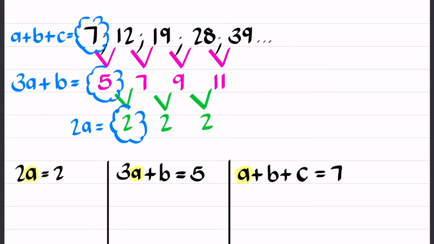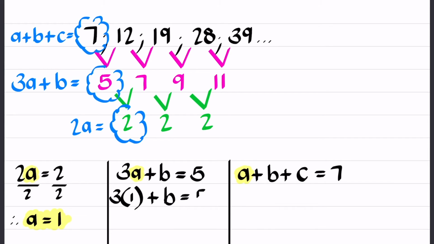Alright, so if I have 2a equal to 2, I'm going to divide both sides by 2 to isolate the a. 2a divided by 2 is a, equal to 2 divided by 2, which is 1. Now I'm going to take a equals 1 and put it into my next equation. So I have 3 times 1 plus b equal to 5. So 3 times 1 is 3 plus b equal to 5.